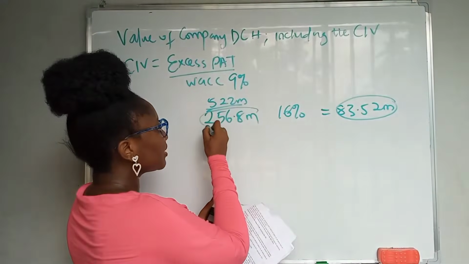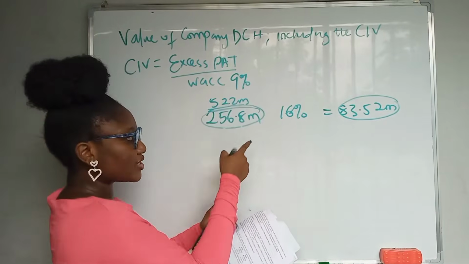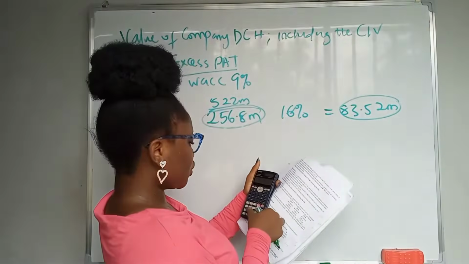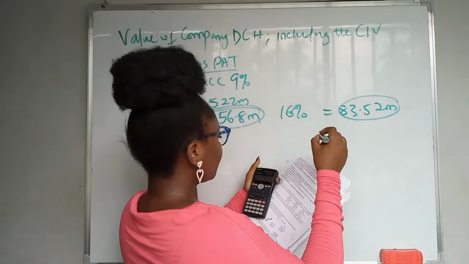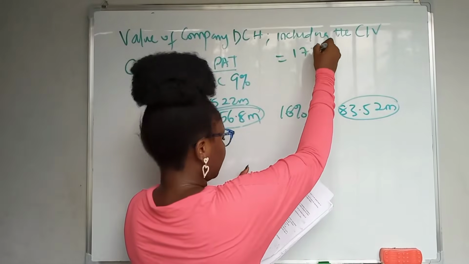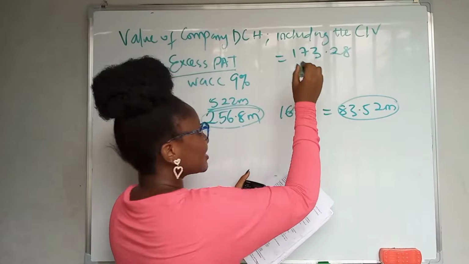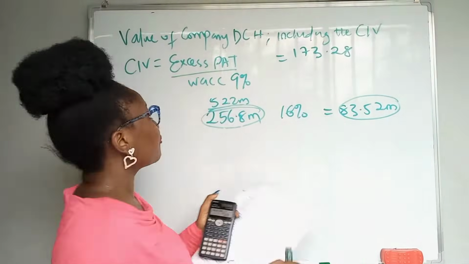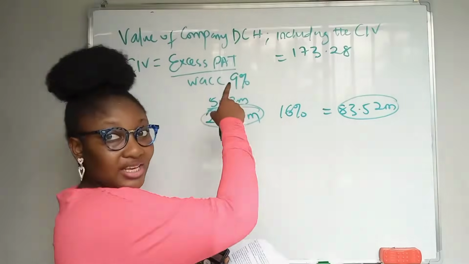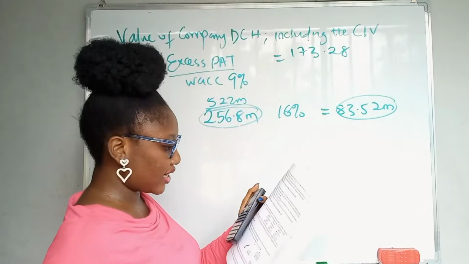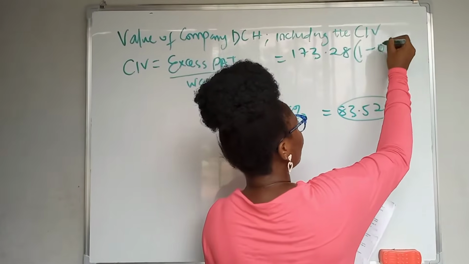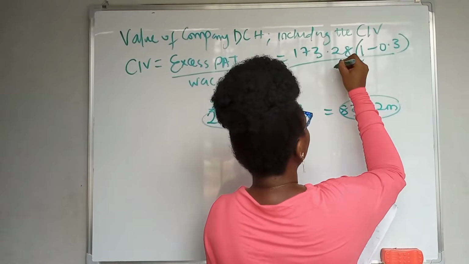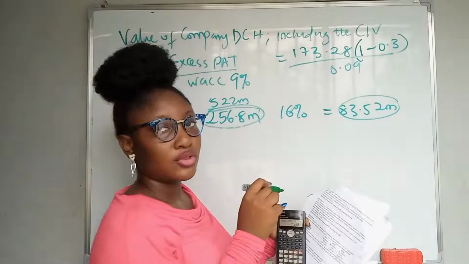But this company, this year, they are making 256.8. So the excess is 256.8 minus 83.52. So the excess profit is 173.28. That's the excess profit. Okay. Now the formula is excess profit after tax, not just excess profit. So you need to get the post-tax, and the corporation tax is 30%. That's 1 minus 0.3, right? Divided by 0.09. Does it make sense?